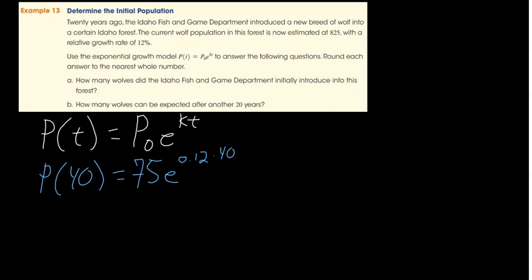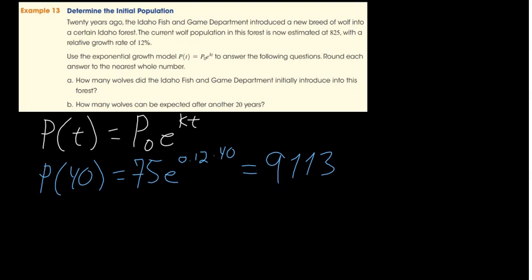And the algebra there, again, is simple plug and chug. 75 e raised to the, I'm not going to make that mistake again, I'm going to put 0.12 and 40 both in parentheses, multiplied by each other. So we should have 9,113 wolves after 20 years.